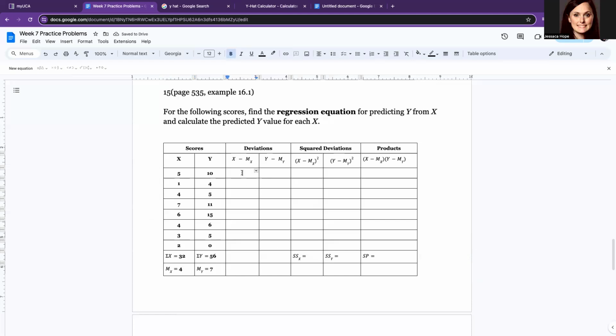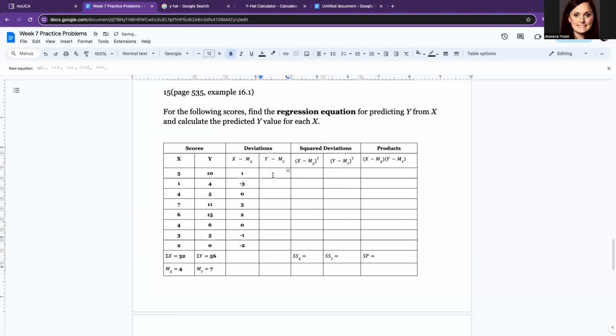Now you can do x minus the mean of x. So 5 minus 4 is 1. 1 minus 4 is negative 3. 4 minus 4 is 0. 7 minus 4 is 3. 6 minus 4 is 2. 4 minus 4 is 0. 3 minus 4 is negative 1. 2 minus 4 is negative 2.